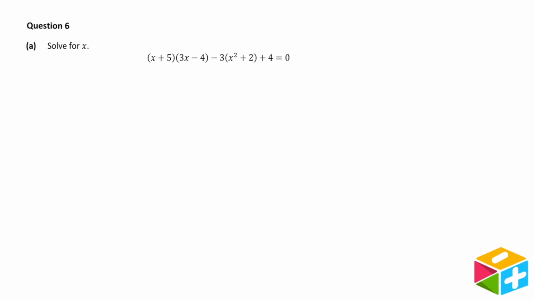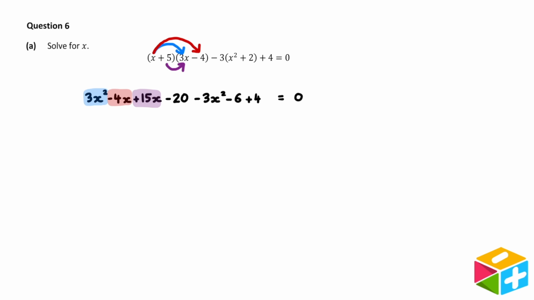Let's begin by multiplying out the brackets on the left-hand side. X times 3x is 3x squared. X times minus 4 is minus 4x. 5 times 3x is 15x. And 5 times minus 4 is minus 20.